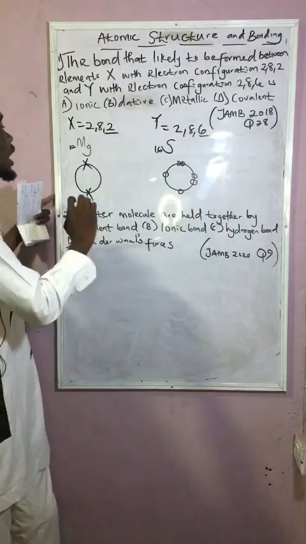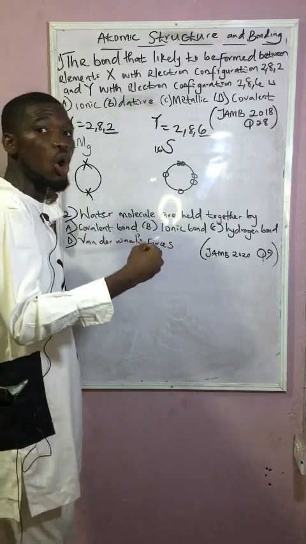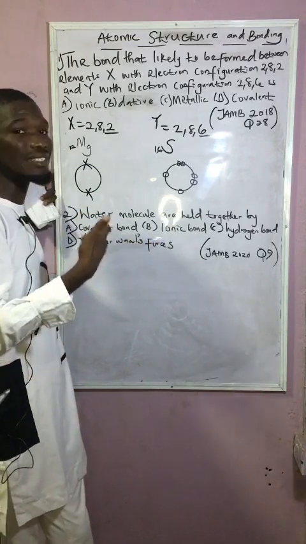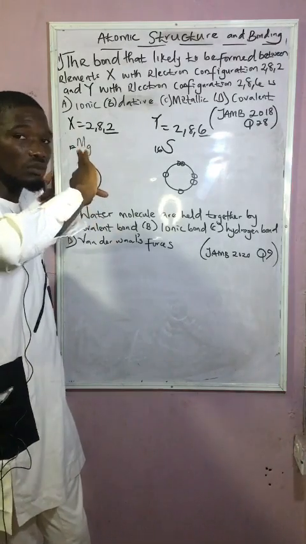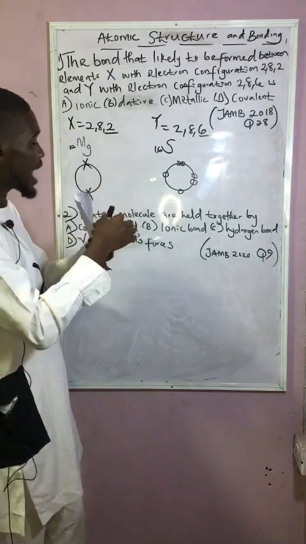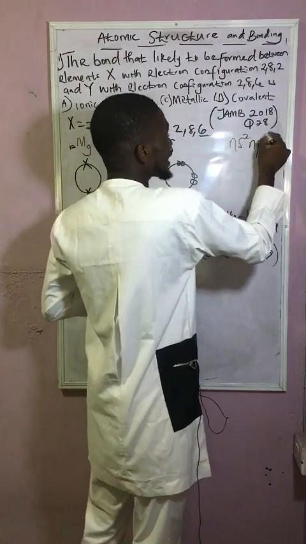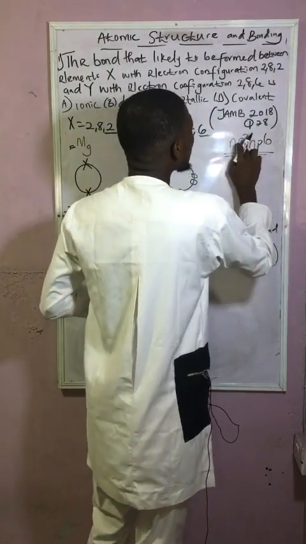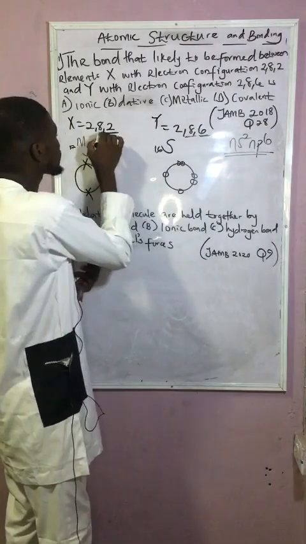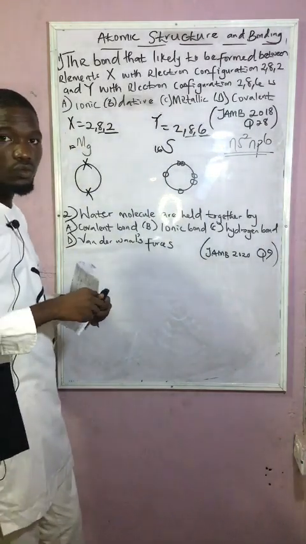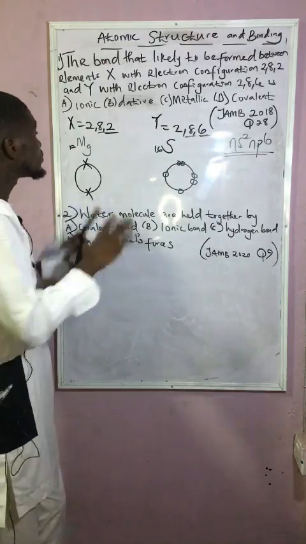If we are to look at this now, we need to understand the concept of duplets and octets. An octet states that the outer shell of each of the elements must have 8 electrons. And the formula goes thus: we have ns2 and np6. So when you add 2 plus 6, we are having 8. That's for the octet.